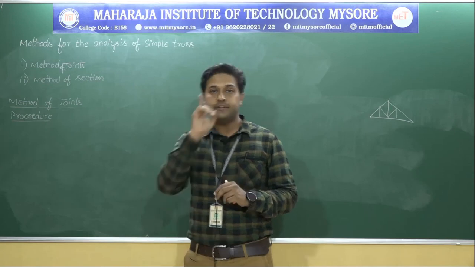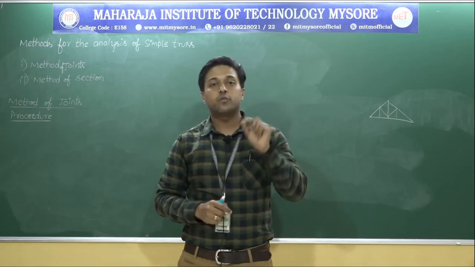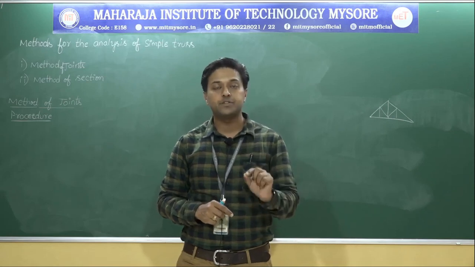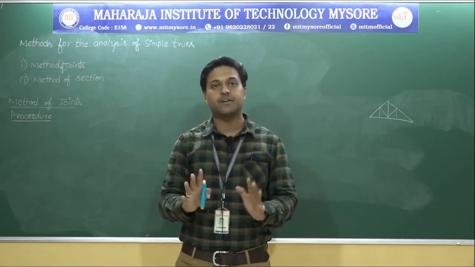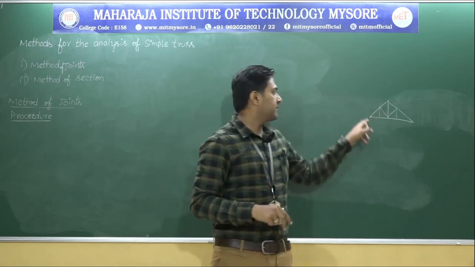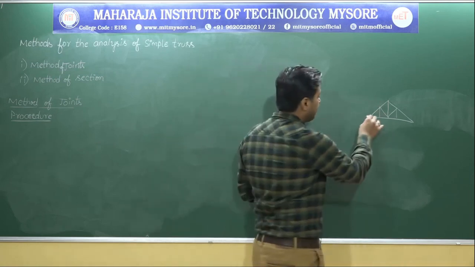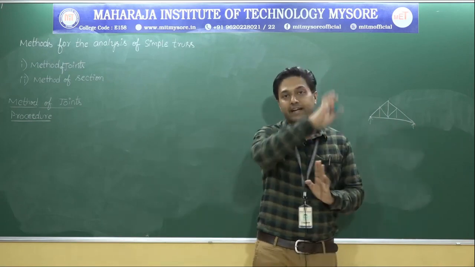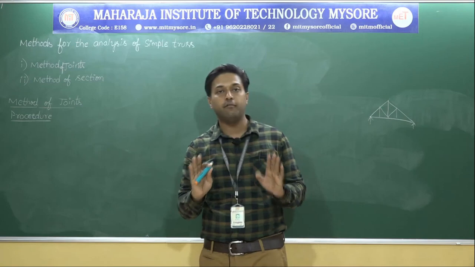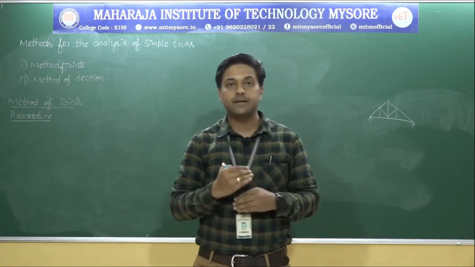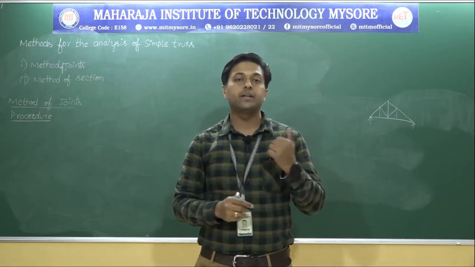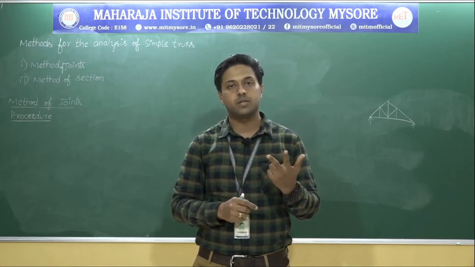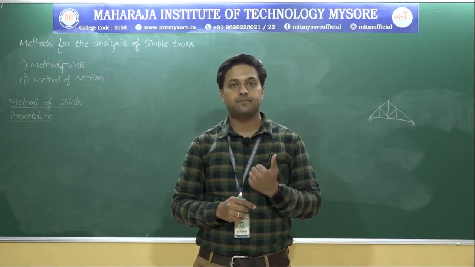The first step is, we need to calculate the support reactions by applying equations of equilibrium for the complete truss. Let me consider this as a truss. Obviously there will be supports. I need to calculate the support reactions for the entire truss using the equations of equilibrium. So what are all the different types of equations of equilibrium? One is sigma H is equal to 0, one more is sigma V is equal to 0 and one more is sigma M is equal to 0. That is the first step.